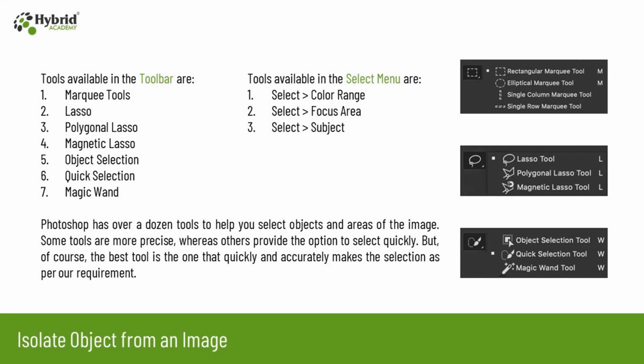Photoshop has over a dozen of tools to help you select objects and areas of the image. Some tools are more precise, whereas others are the options to select quickly. But of course, the best tool is the one that quickly and accurately makes the selection as per the requirement. Let's see how we can do this in Photoshop.